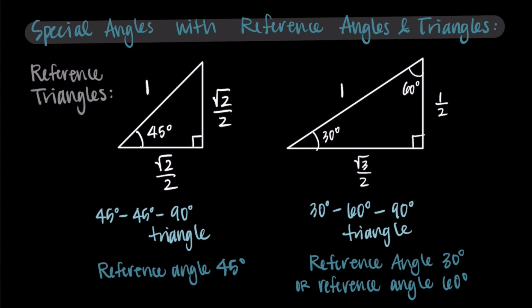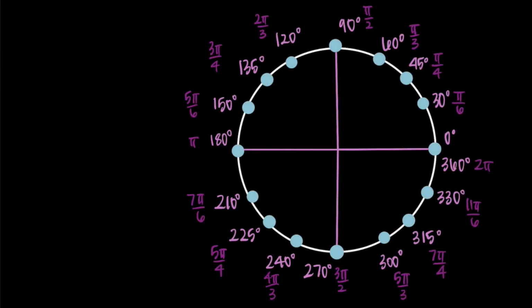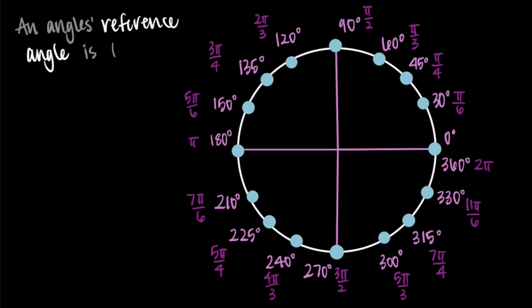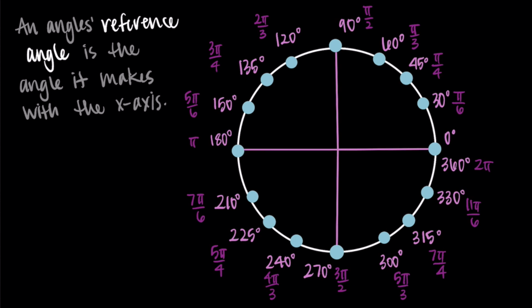So, okay, what is a reference angle anyway? If we look at our unit circle here, just labeled with our special angles, we would say that an angle's reference angle is the angle it makes with the x-axis. Okay, so what does this mean? If we look at 30 degrees, the angle it makes with the x-axis is just 30 degrees.